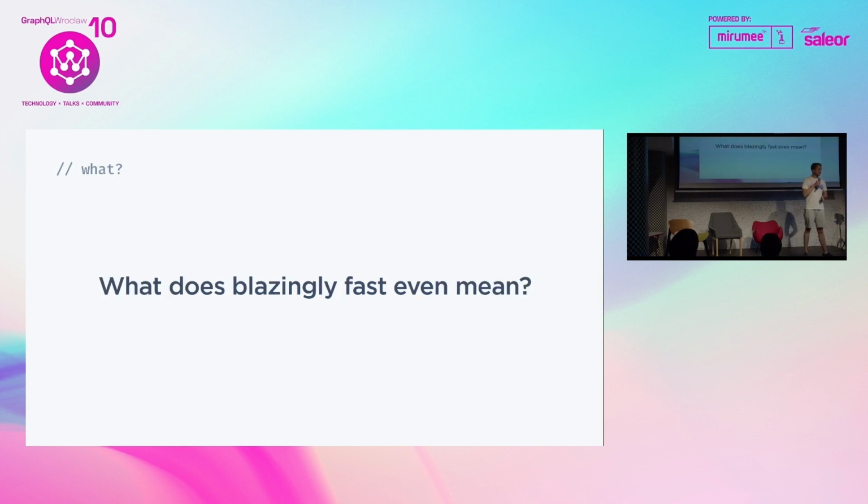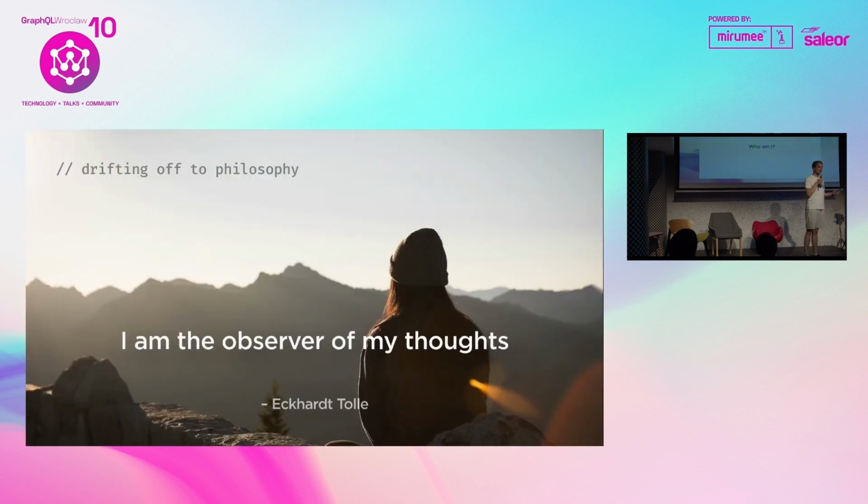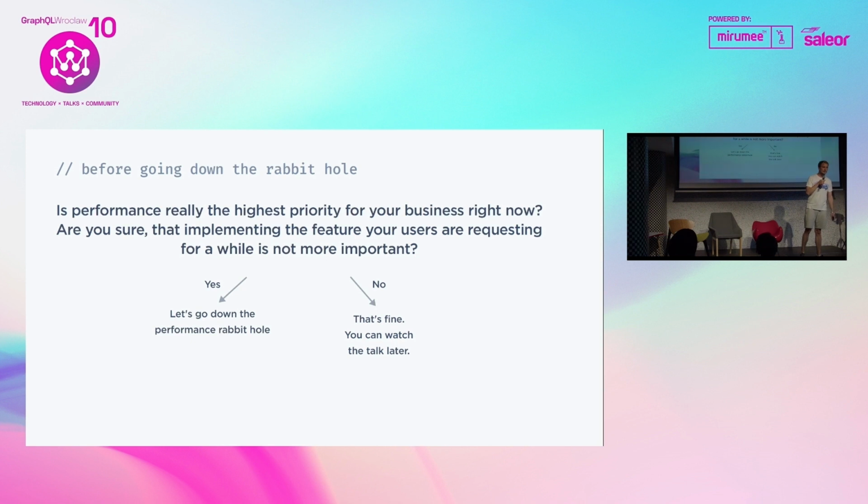So what does it even mean to say blazingly fast? I mean, for that, we should first define the use case. For whom do we want to make it blazingly fast? Am I a user of a web app, maybe a user of a mobile app, or am I a build script? Who am I? If we ask Eckhart Tolle, you would say, I'm the observer of my thoughts. But well, that's not very helpful in this context.